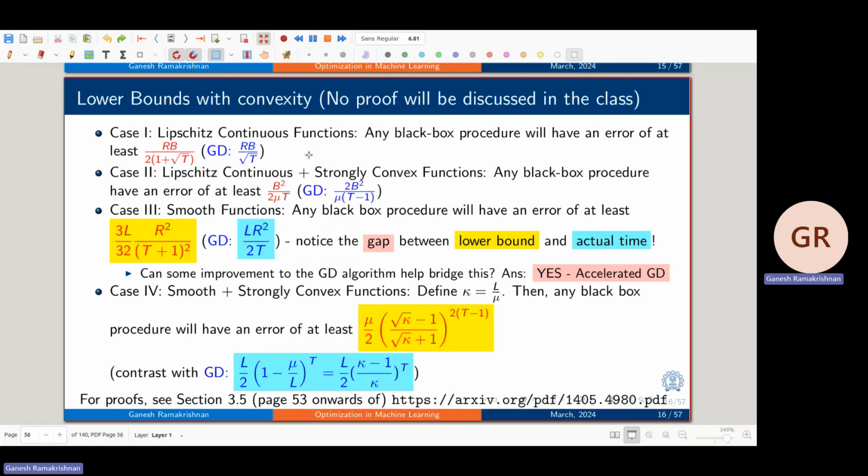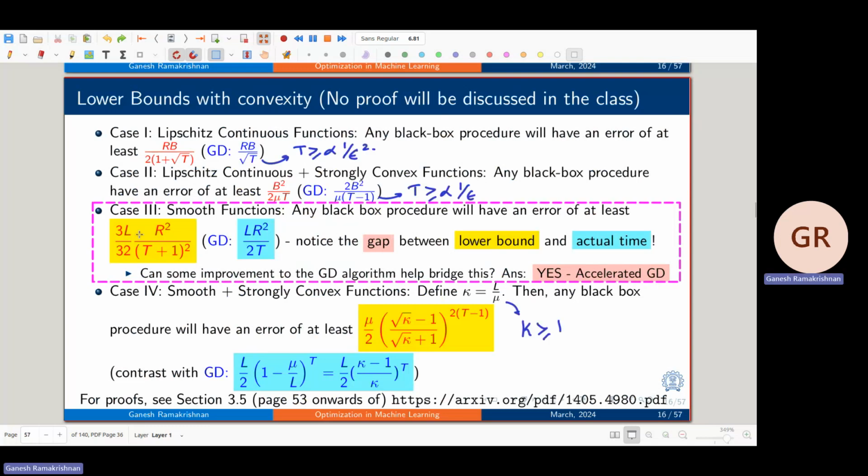Okay, so let me just highlight some important points from here. So this is the key, case 3, smooth functions. And just to recall, gradient descent on Lipschitz continuous functions told us T will be at least 1 upon epsilon square. Here it said T will be at least 1 upon epsilon. And here also we had got T is at least 1 upon epsilon. So we want to see if we can get better.